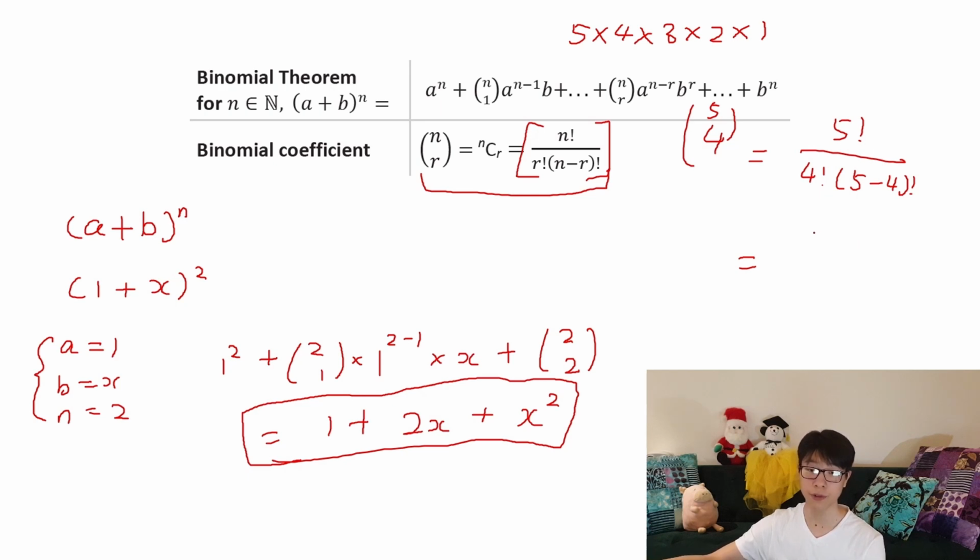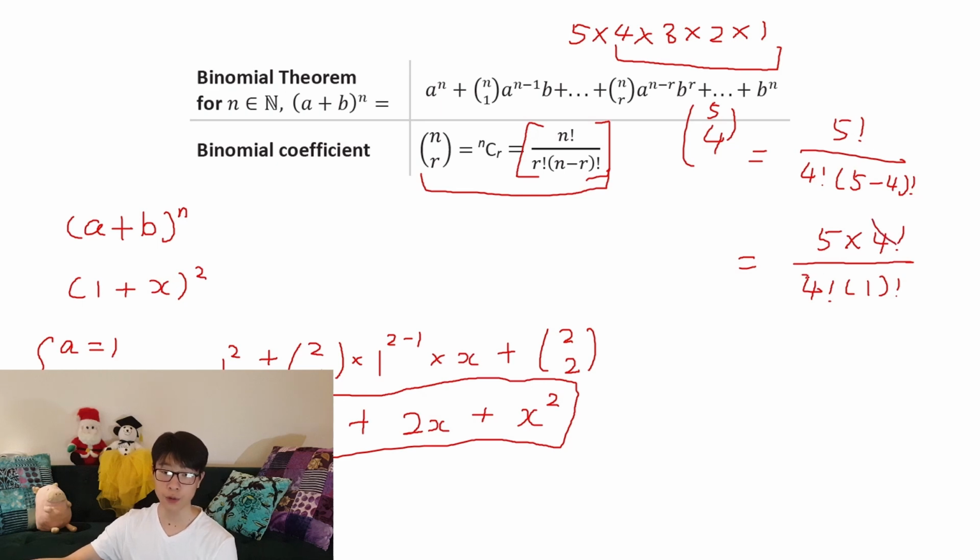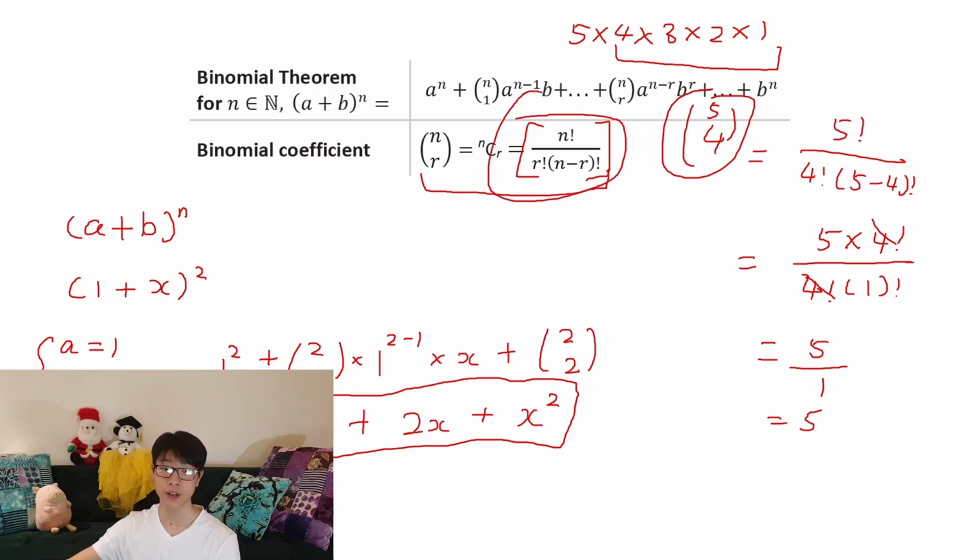But what you can do is realize 5 factorial is the same thing as 5 multiplied by 4 factorial, because 4 factorial is just 4 times 3 times 2 times 1, right? So 5 factorial is just the same as this, on top of 4 factorial multiplied by (5 minus 4), which is just 1 factorial. And the 4 factorials cancel out. So you're left with 5 on top of 1. 1 factorial is 1, and that's 5. So you can also figure out nCr relatively easily by just using this equation right here.